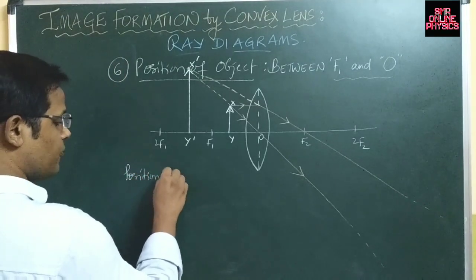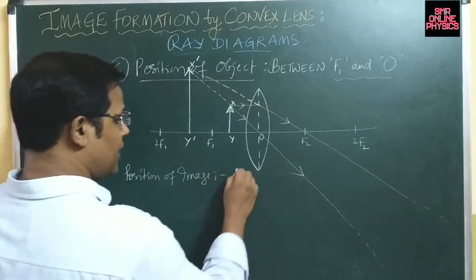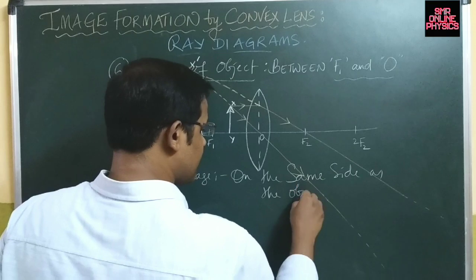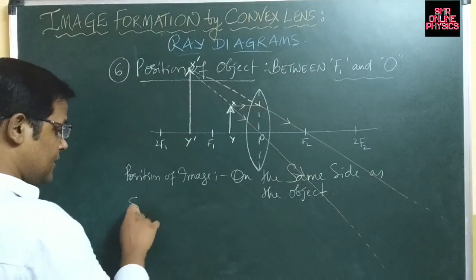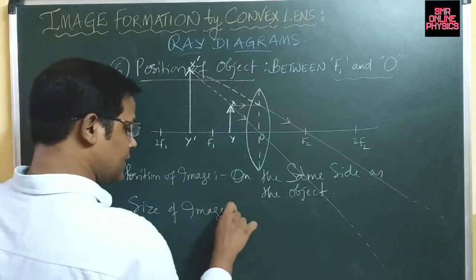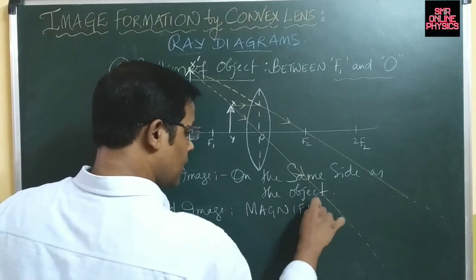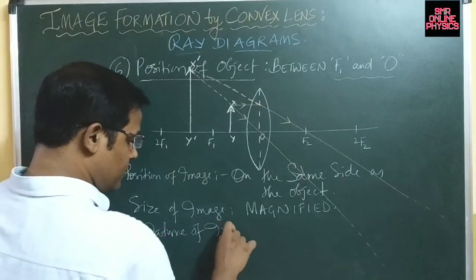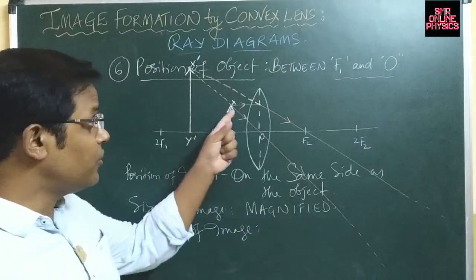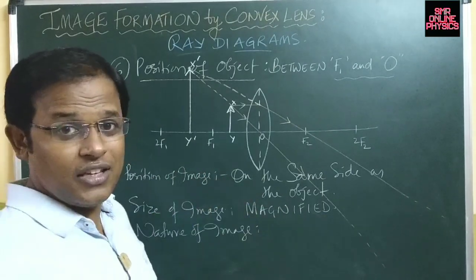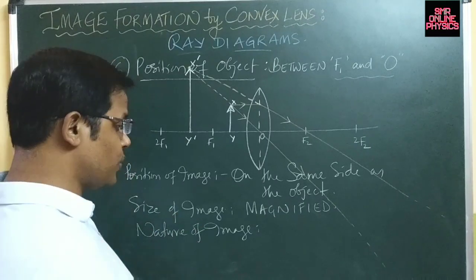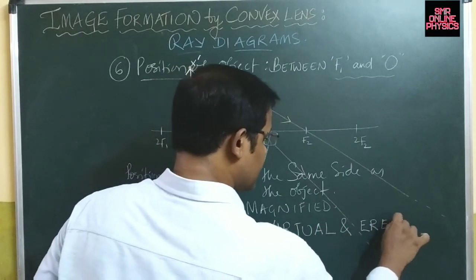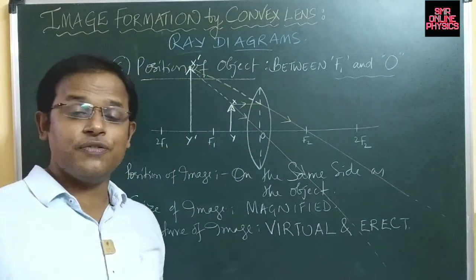So the position of the image in this case, you'll say, is on the same side as the object. The size of the image, yes, definitely, it is magnified, enlarged, larger than the size of the object. There are many ways to express this. And the nature of the image, my dear students, be extremely careful. For the first time in these ray diagrams, you're seeing that the refracted rays do not intersect anywhere. They seem to be meeting completely virtually. These images cannot be obtained on a screen, hence called virtual, but they are upright images. So it's a virtual and erect image formed by a convex lens.